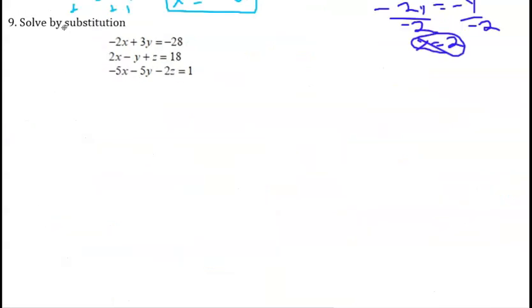Number 9. Solve by substitution. We have 3 equations, so we want to name the 3 equations: E1, E2, E3. What you want to do for substitution is solve for a variable and then plug it into another equation. So let's go ahead and solve for z in equation 2.